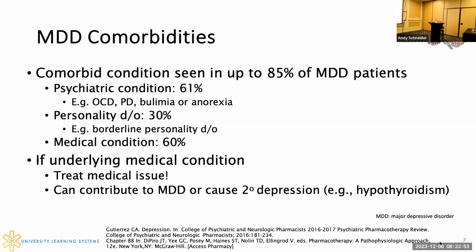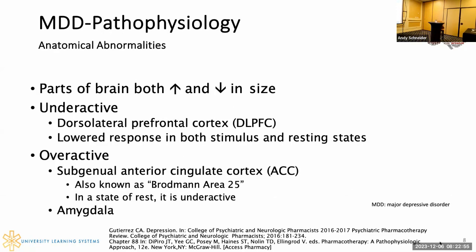And then always treat the medical underlying issue. Sometimes people need to get worked up. It could be medications, it could be hypothyroidism, other comorbidities, cancer, that need to be ruled out before we go ahead and jump to psychiatric medications.